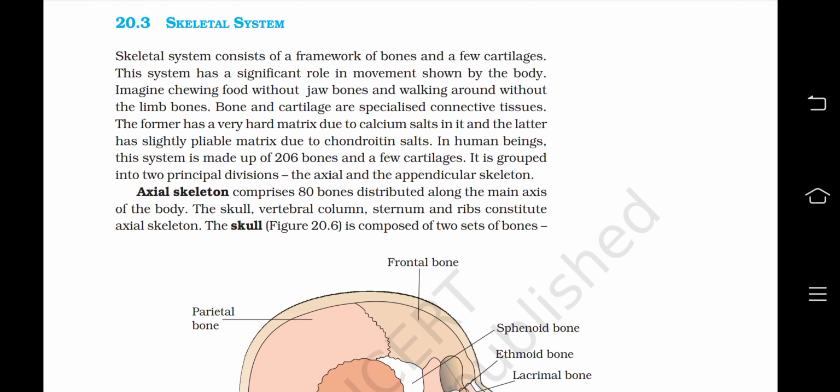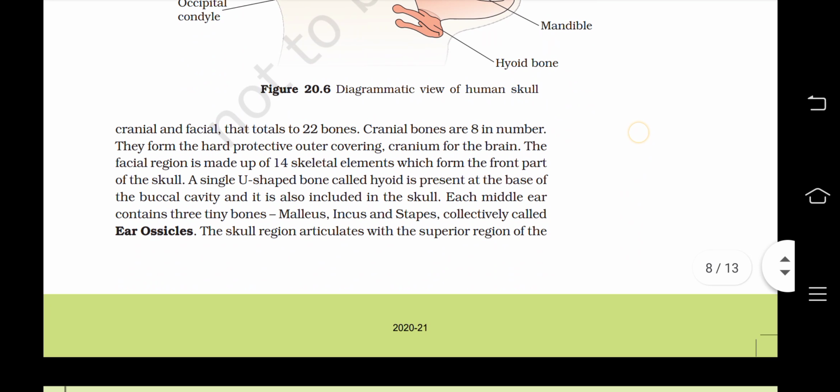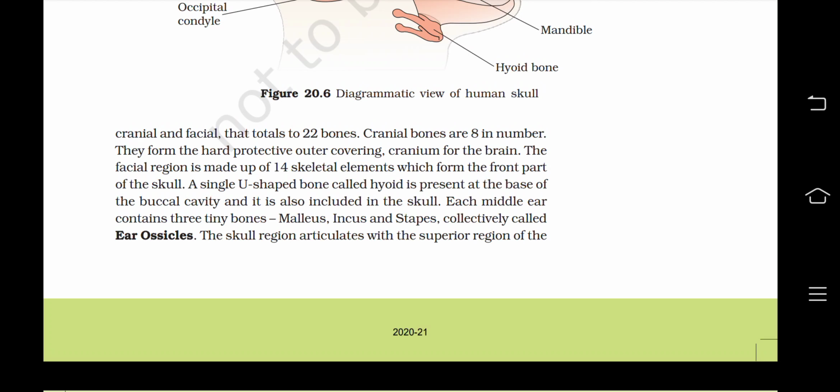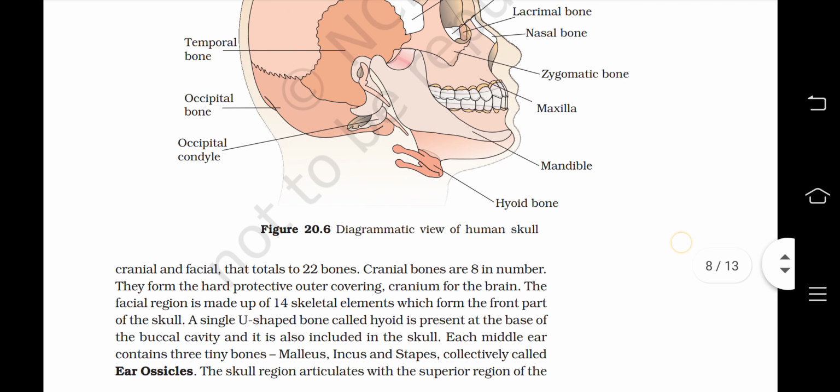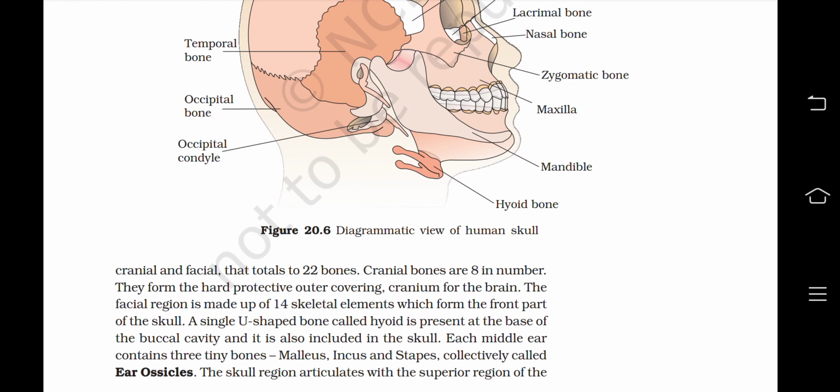The skull is composed of two sets of bones, cranial and facial, that totals to 22 bones. Cranial bones are 8 in number. They form the hard protective outer covering, cranium, for the brain. The facial region is made up of 14 skeletal elements which form the front part of the skull.